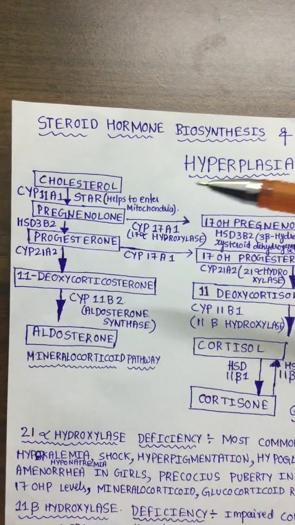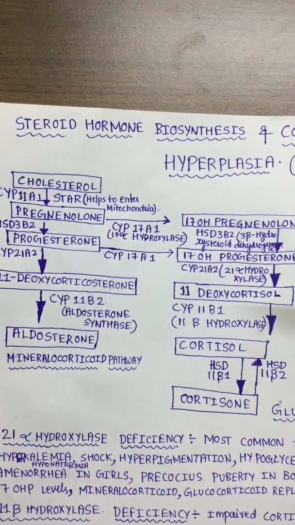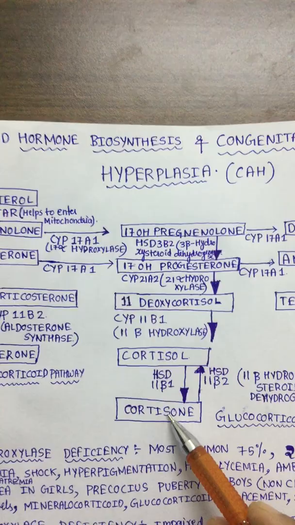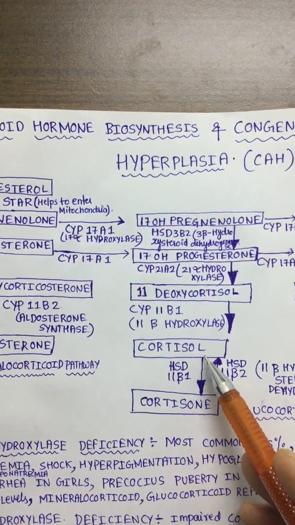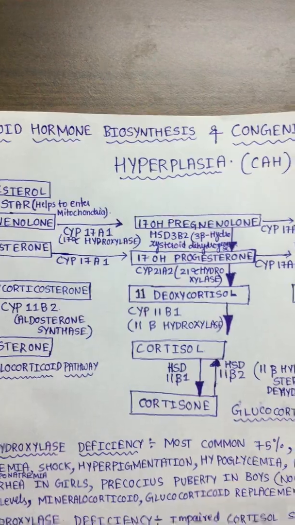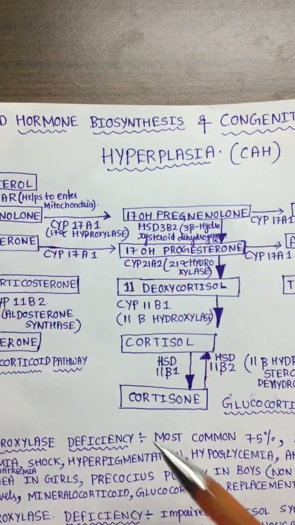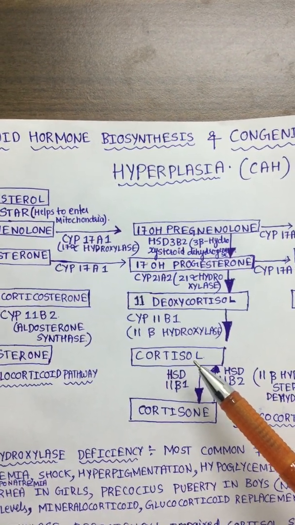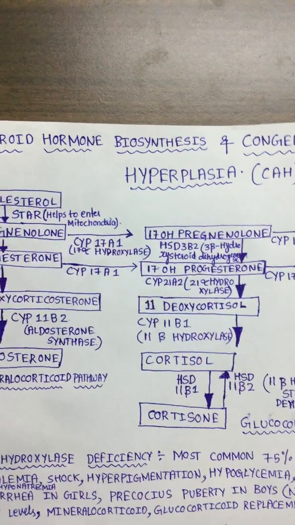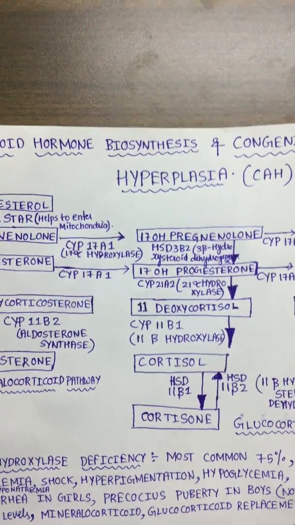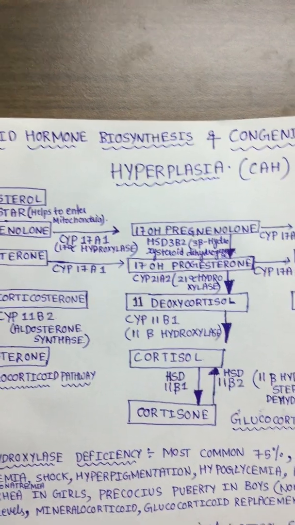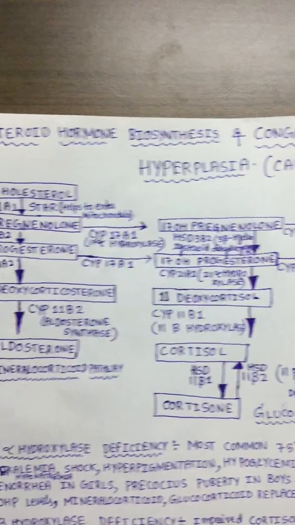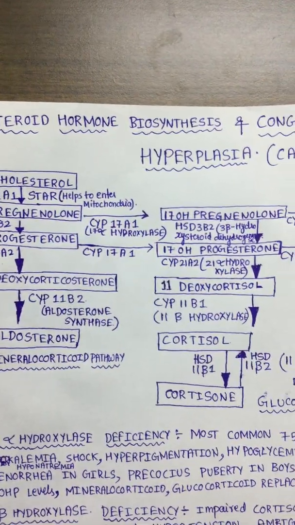In steroid hormone synthesis, congenital adrenal hyperplasia is mostly a problem of cortisol secretion. Because of different enzyme deficiencies, cortisol synthesis will be deranged, and this will lead to the activation of ACTH. Because cortisol is deficient, the feedback mechanism stimulates ACTH, adrenocorticotropic hormone, and this will lead to hyperplasia of the adrenal gland.